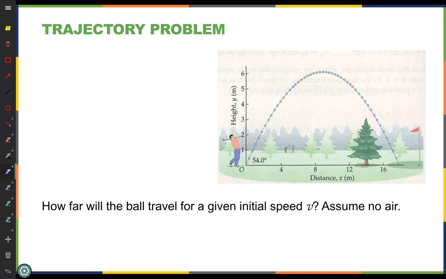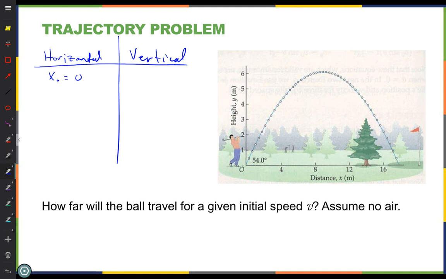So how do I do it from the beginning? I break things into components. I put my horizontal and my vertical. And I will have my x initial equals 0. X will go in that direction, y in that direction. X final is equal to what I'm looking for. Vx initial is equal to, and it says for a given speed v, so I'll just have to put v cosine of 54 degrees.